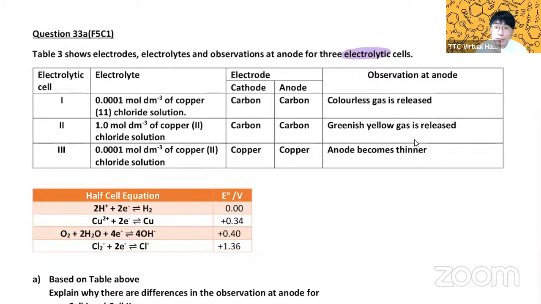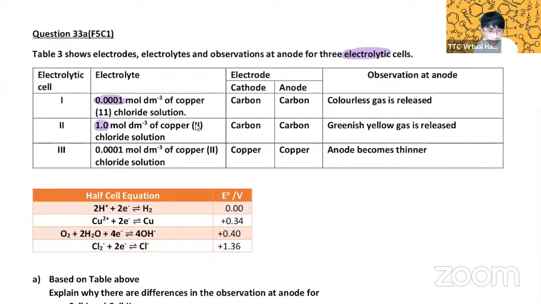Number one, if you are in a dilute solution, you will be selecting your strong reducing agent and strong oxidizing agent. Means at both sides, anode and cathode, select your strongest agent to be discharged, to carry out the chemical reaction. Okay. That is for dilute, what we learned earlier. If it's concentrated, in the next one, how do I know it's dilute or concentrated? Because of the 0.0001 and 1.0. So one is dilute, one is concentrated.